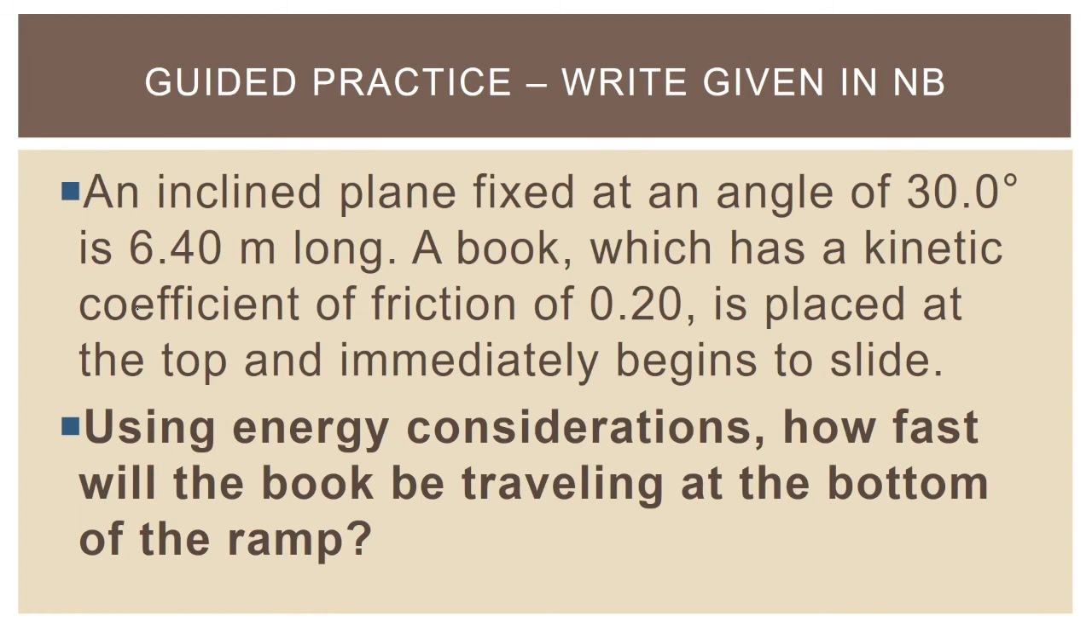The problem then says, using energy considerations, how fast will the book be traveling at the bottom of the ramp? What I would like you to do here is make a list of knowns, try to write the general conservation of energy statement, initial energy equals final energy, and try to expand it out as best you see fit. You don't actually have to plug in the numbers just yet, but I want you to see how it's going to end up working.